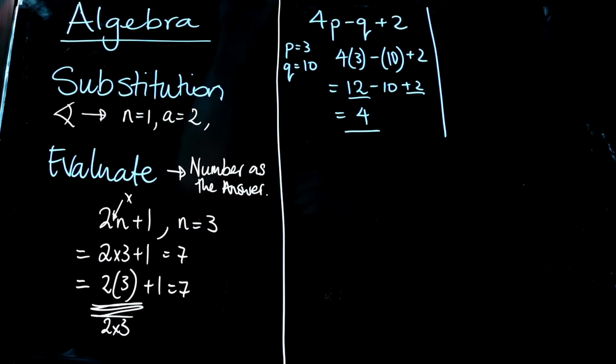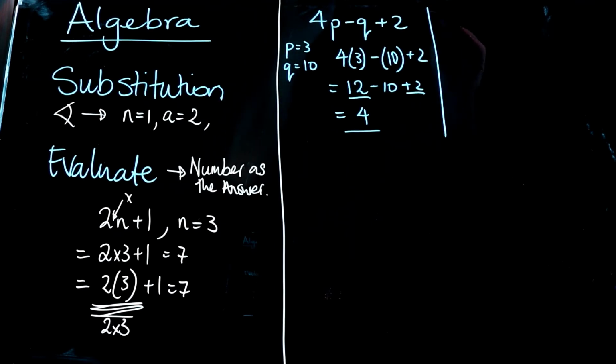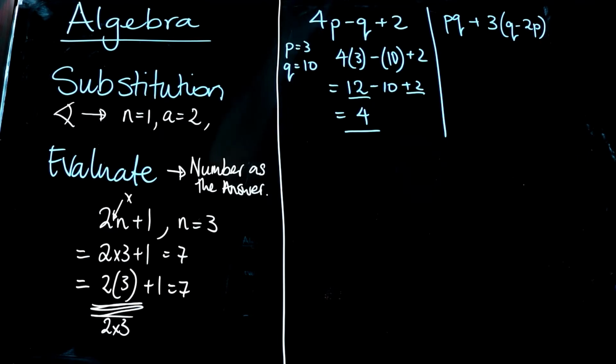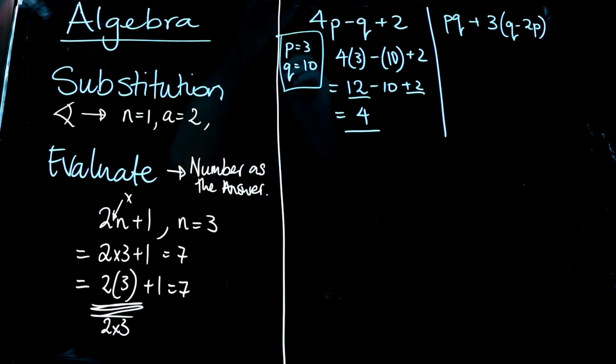So let's practice that again. I have got p times q, even though we write it without the times sign. And in here, I'm going to add 3 lots of, in brackets, q minus 2p, close the bracket. Okay, so substitution is really important here. Here's our numbers over here.